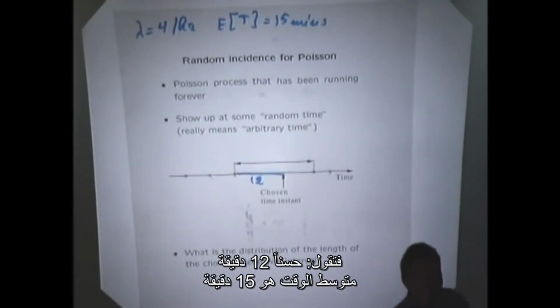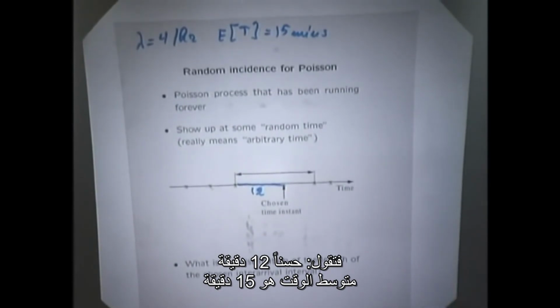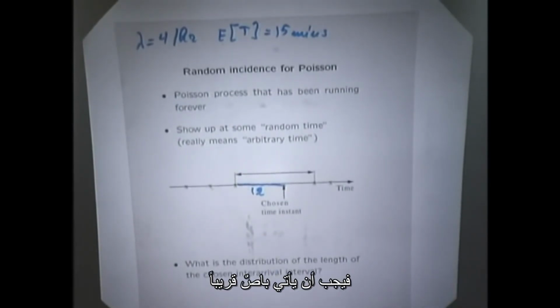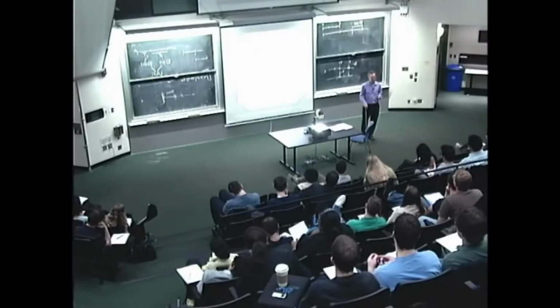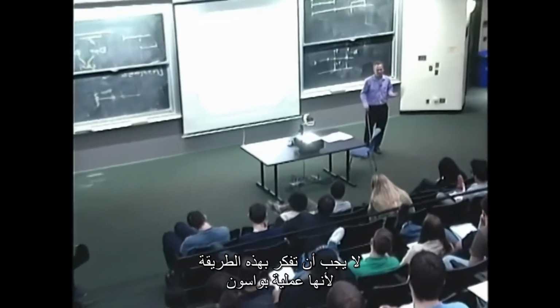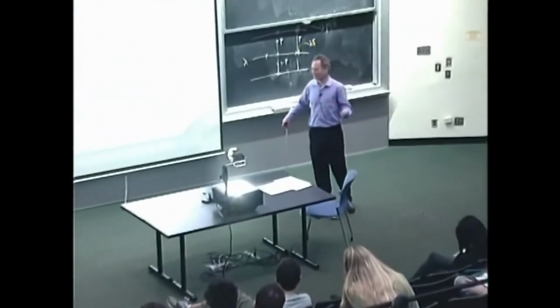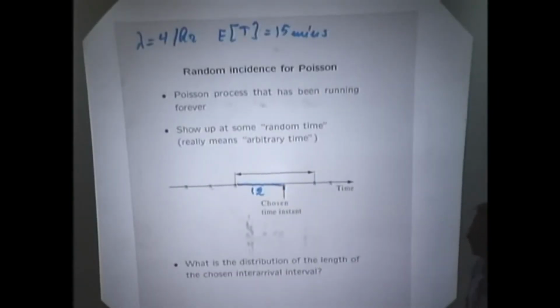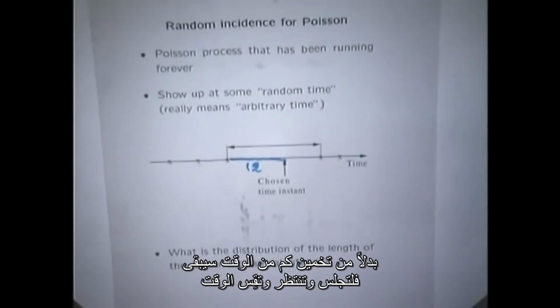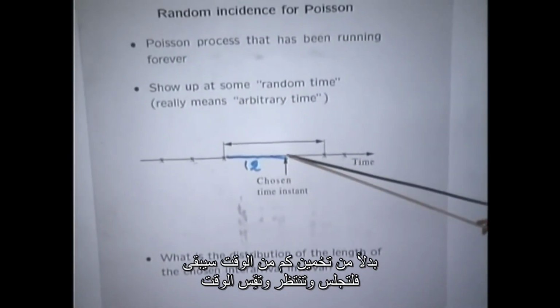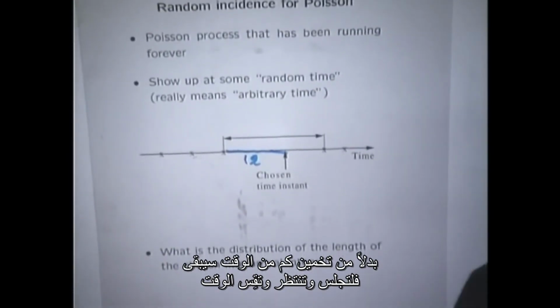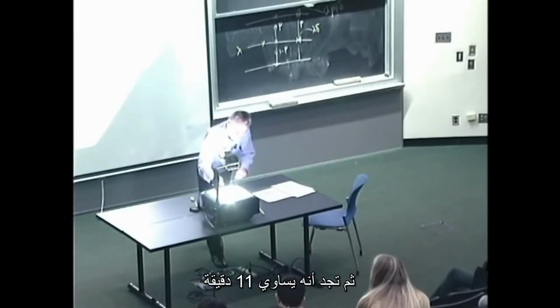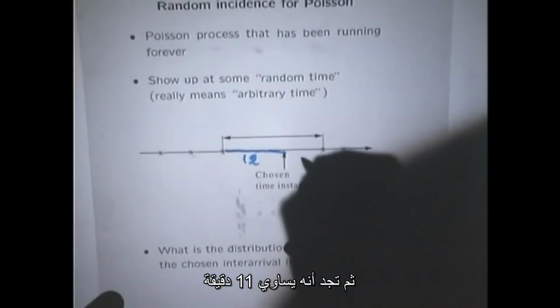And then you say, oh, 12 minutes. Average time is 15, so a bus should be coming any time now. Is that correct? No, you wouldn't think that way. It's a Poisson process. It doesn't matter how long it has been since the last bus arrival. So you don't go through that fallacy. Instead of predicting how long it's going to be, you just sit down there and wait and measure the time, and you find that this is, let's say, 11 minutes.